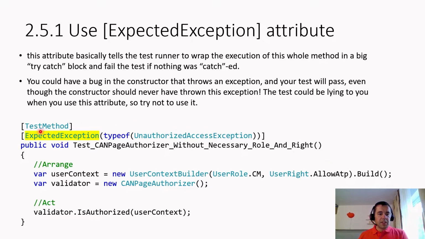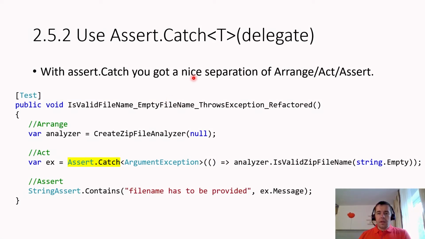So we have the expected exception attribute, and this expects that the unauthorized access exception is thrown in case we provide this input. If we call is authorized with this user context, then basically we expect that this exception is raised.